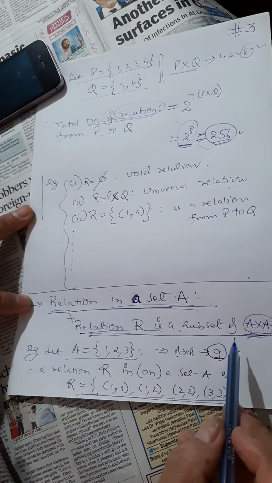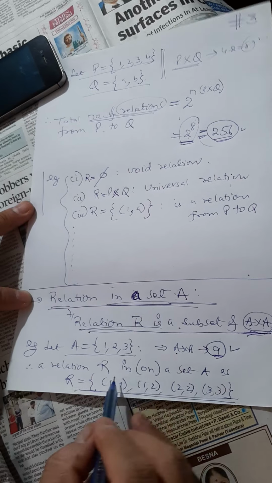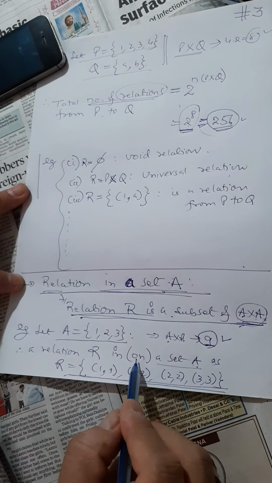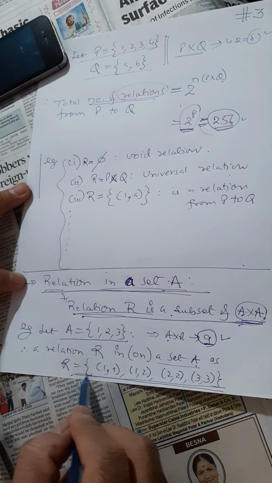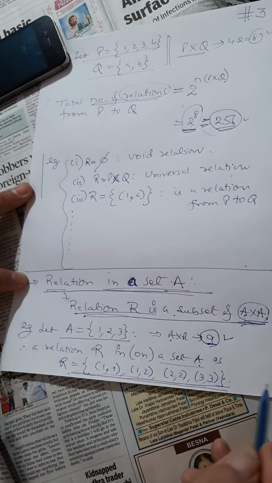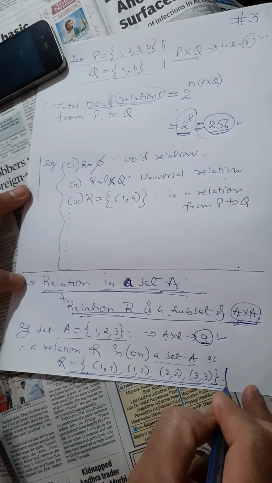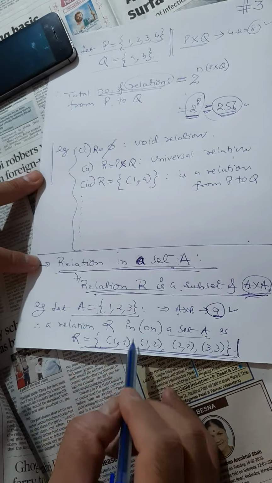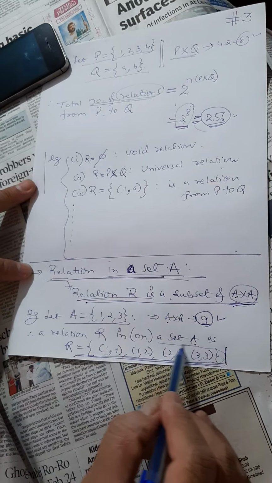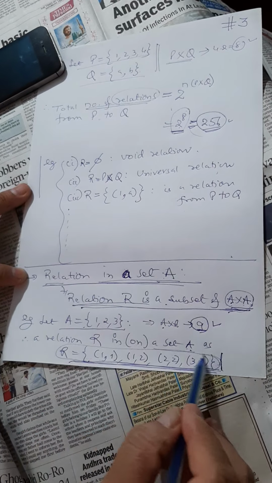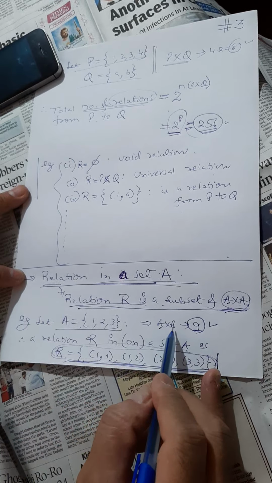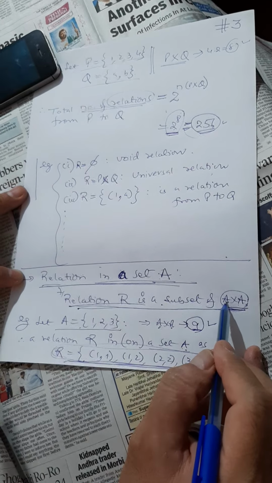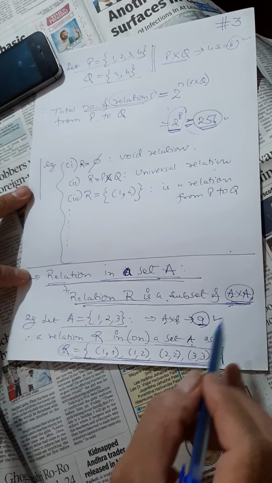A relation R in a set A, or on a set A, is a relation from A to A itself. So this is just a random relation from A to A. That means I have considered one subset of A cross A instead of A cross B. Earlier we used to do it with A cross B. Here we are using A cross A.